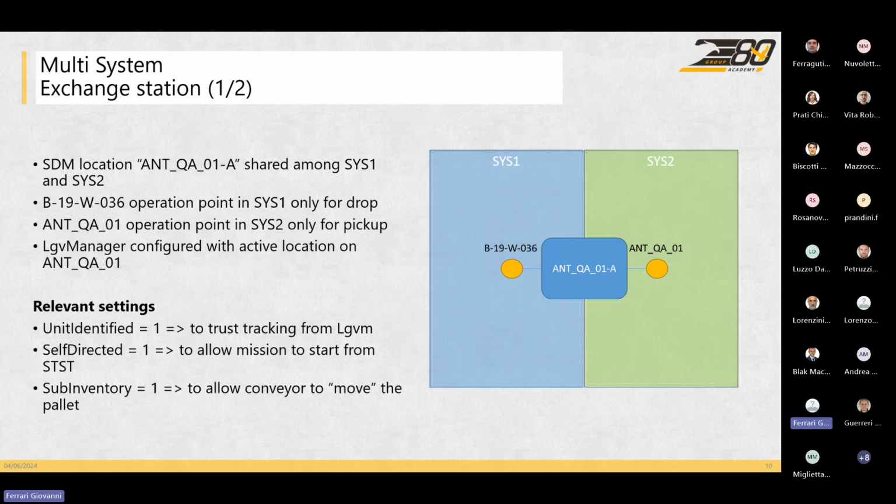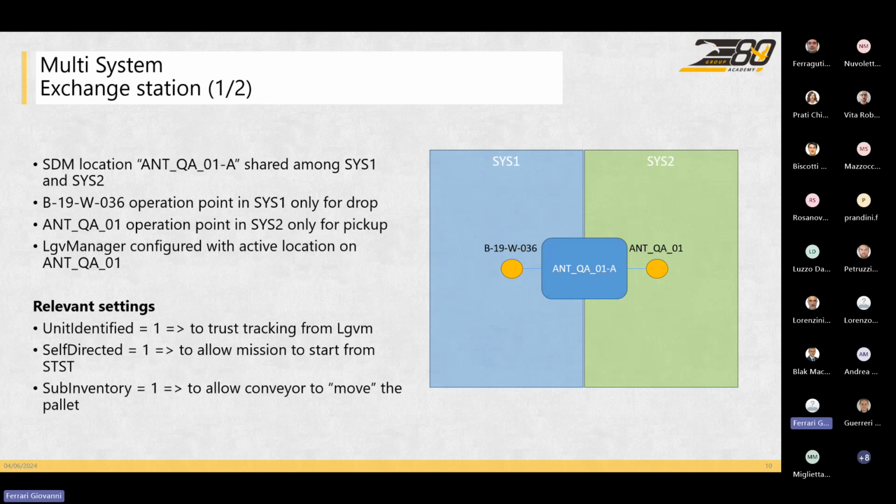So we mentioned before that smart instances are completely independent. But from an SDM perspective, we need to keep the layouts completely separated. From an SDM perspective, instead, we have only one SDM instance, and SDM is able to handle all the containers and all the stations from all the parts of the warehouse.